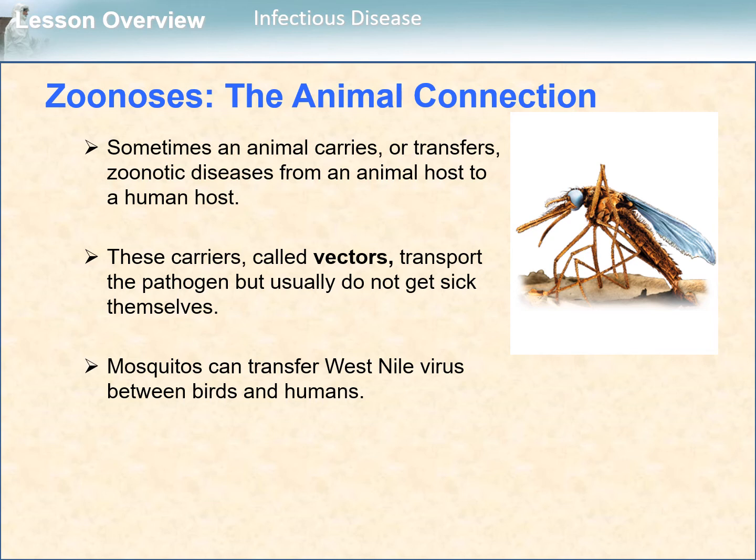In other cases, infection may occur when a person is bitten by an infected animal, consumes the meat of an infected animal, or comes in close contact with an infected animal's wastes or secretions. So that's it for the discussion in this lesson on infectious diseases.